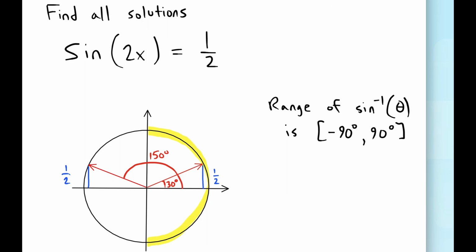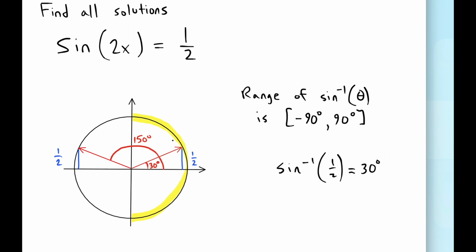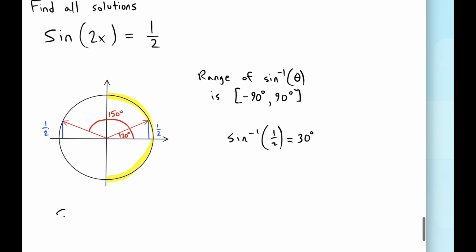That's because a function can't output more than one value. A function can only output one value for every input. So if you input 1/2 into sine inverse, it can't give you both 30 degrees and 150 degrees and potentially other angles as well. It's just going to give you the 30 degrees. So we have to have a way of stating the solutions to this going beyond just what the calculator gives us. So if we try to solve sine of 2x equals 1/2, let's see what we get.